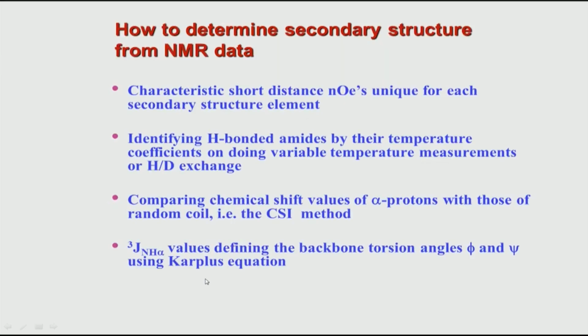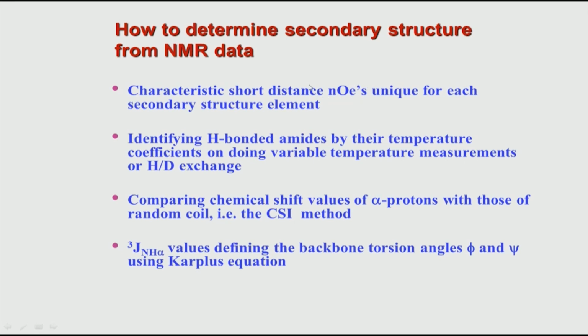So, how do you do that? There are a variety of methods in NMR to do that. So, let us go through them. One approach is to look at what are called short distance NOEs, meaning short distance cross peaks between two residues which are close to each other in a NOESY spectrum.